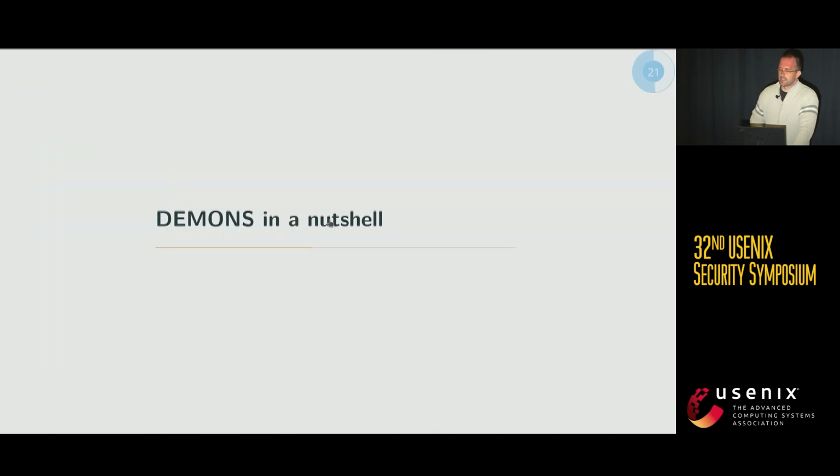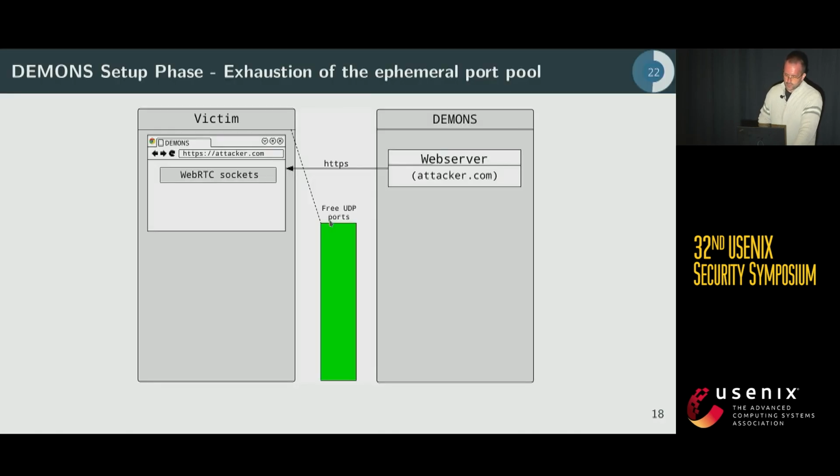Due to time constraints, I cannot go into too much detail about DeMONS, but I will try to give a brief overview over how the attack works. So the attack starts with the victim visiting the attacker's web server. And as you can see here, the UDP pool is almost entirely available to the victim operating system.